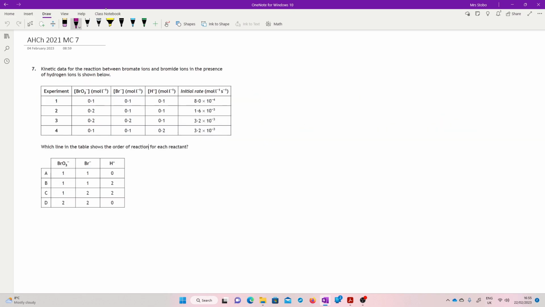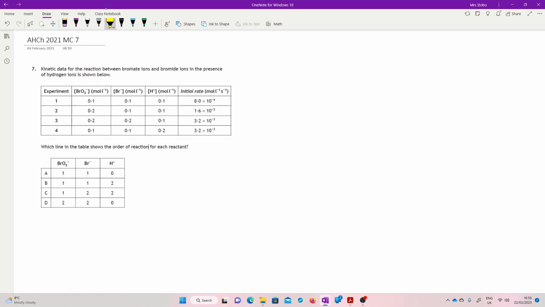Question 7. Kinetic data for the reaction between bromate ions and bromide ions in the presence of hydrogen ions is shown below. This is a rate order equation that you're trying to figure out. The only way you can do that is by doing pairs and figuring out what you're looking for in each one. Which line of the table shows the order of reaction for each one?